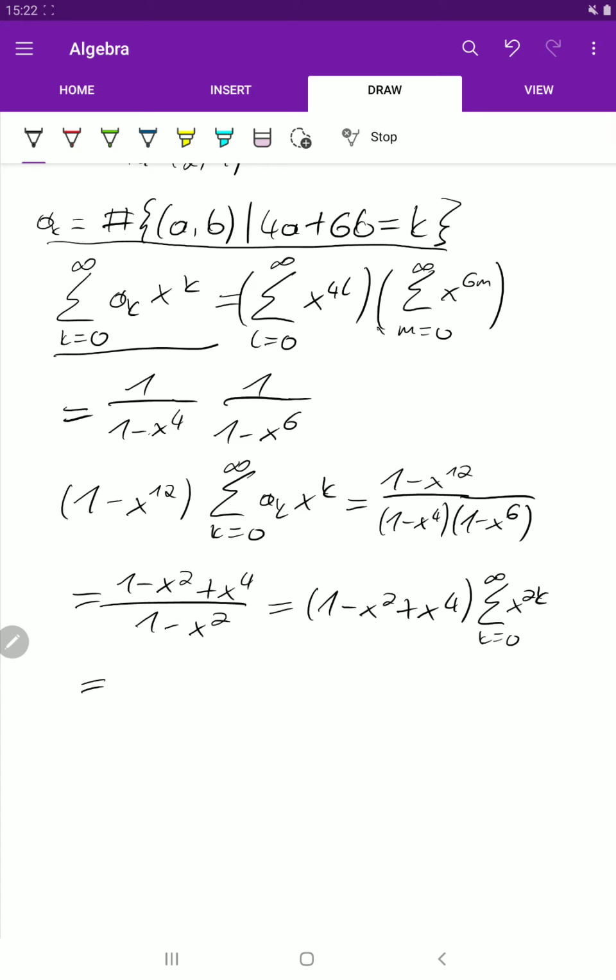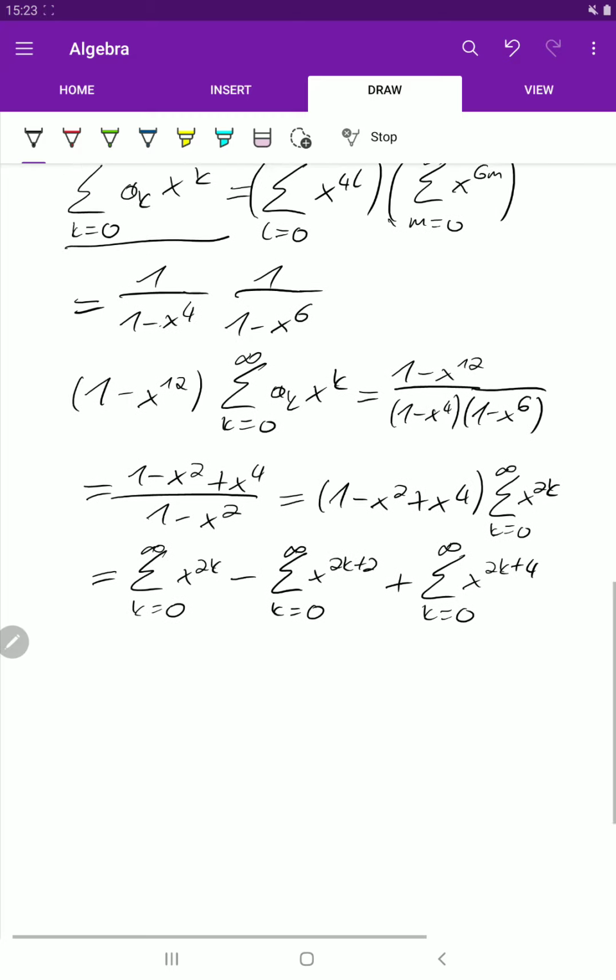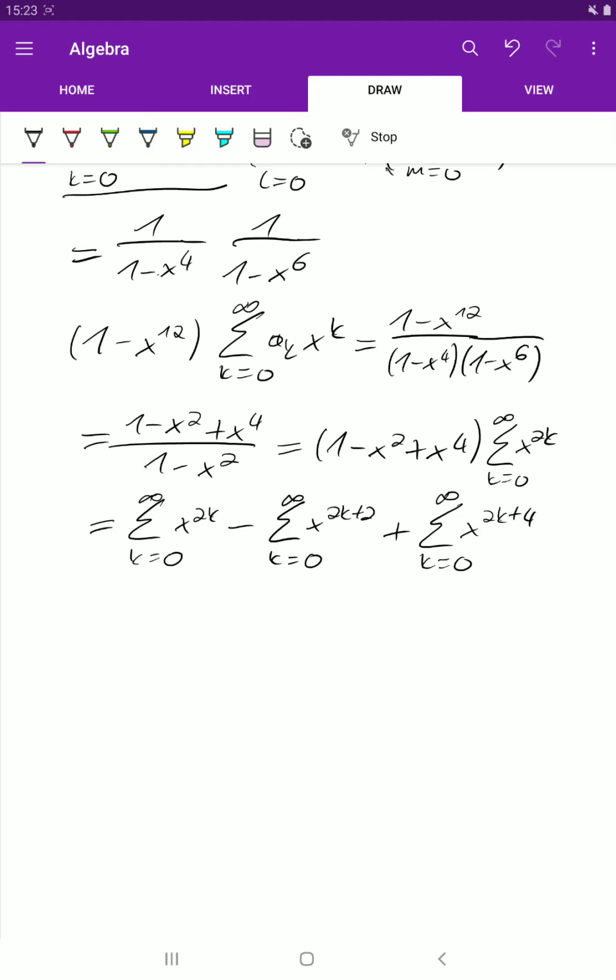And well, what's this? This gives us a sum from 0 to infinity of x to the 2k, then minus a similar sum, where we have x to the 2k plus 2, plus another sum like this where we get x to the 2k plus 4. Okay, so that's what we have.